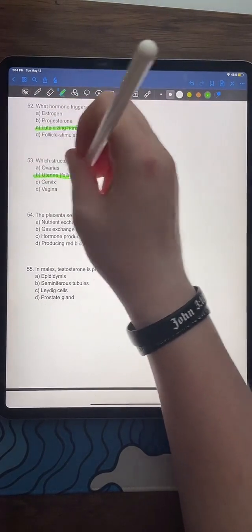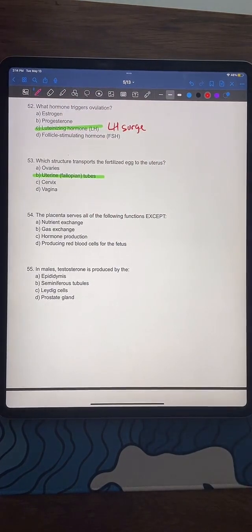53, it is the uterine or fallopian tubes. They transport the fertilized egg to the uterus. Fertilization typically occurs in the ampulla of the fallopian tube, and it'll get transported to the uterus.